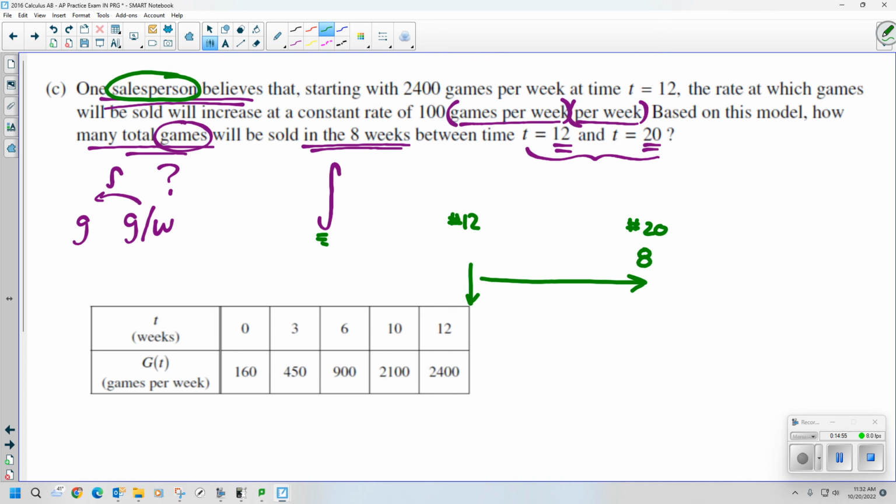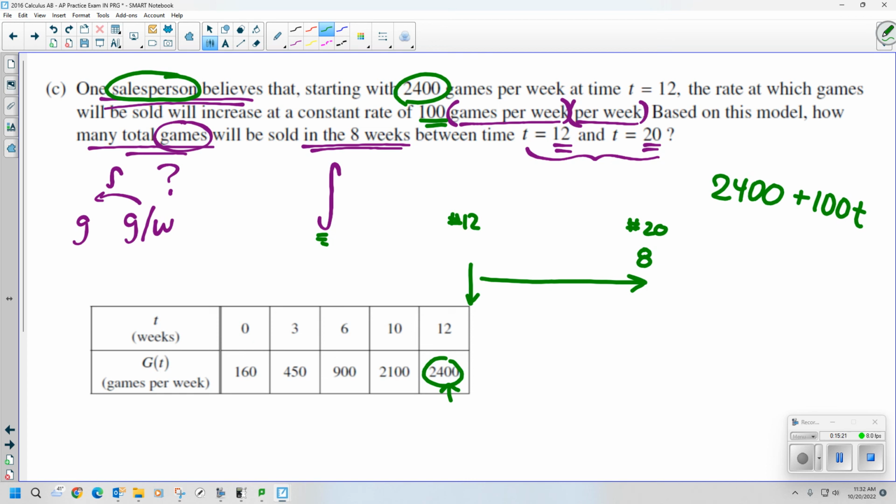Okay. So starting here, during the next 8 weeks, from week number 12 to week number 20, we're going to try and total this up, and I'm going to integrate to add all that stuff up. If we start with 2,400 games, we start with 2,400. Then there's a constant rate of 100 games per week. So plus 100 t, and here's where people are going to get messed up. Okay, that would work.